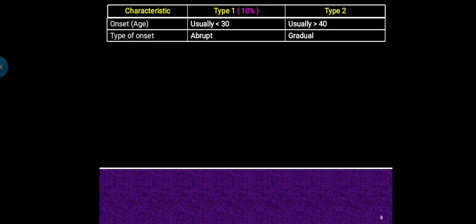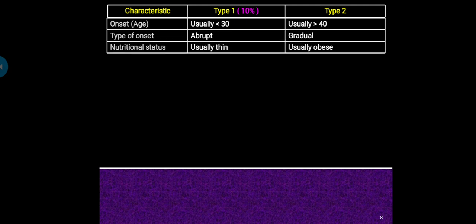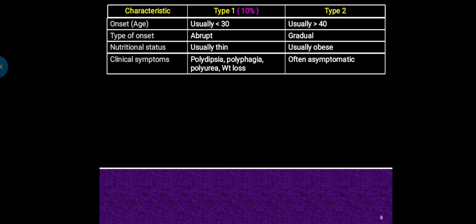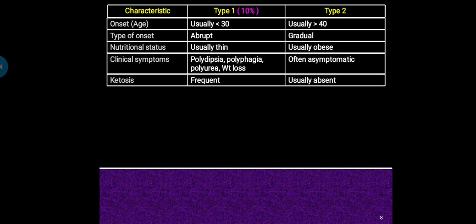And type of onset: type 1 is abrupt and type 2 is gradual. And nutritional status: type 1 patients are usually thin. They manifest the typical symptoms of diabetes like polyuria, polyphagia, polydipsia, and associated weight loss. But type 2 is mostly obese or overweight patients. Clinical symptoms: type 2 is often asymptomatic, and that's why it is often detected late.